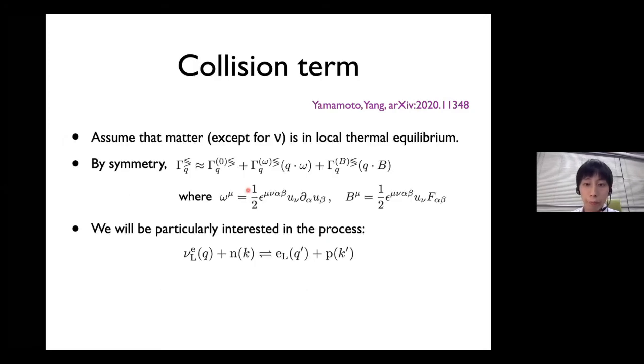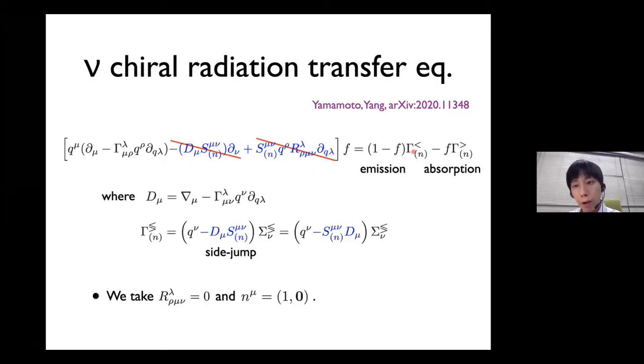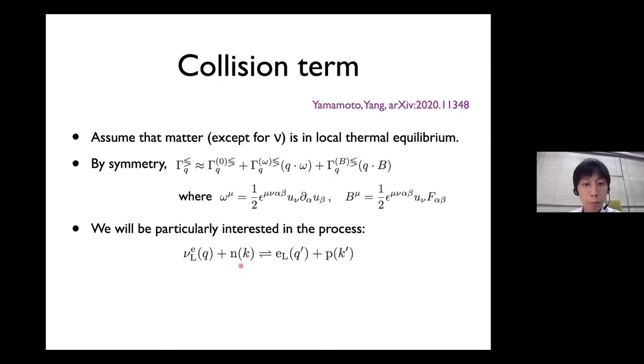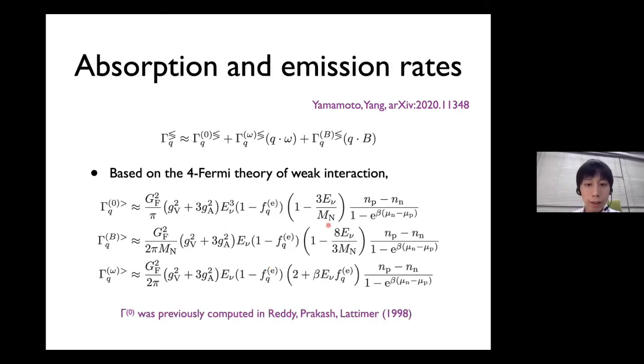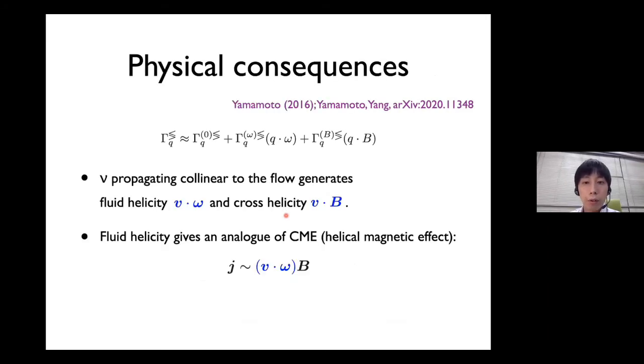We can also compute the concrete expressions of the collision term, namely emission rate and absorption rate, based on the standard model of particle physics. For example, for this electron capture process and its inverse process, and under certain approximation, we can analytically obtain the correction in this way. Okay, this is rather technical, please refer to our recent paper for the details.